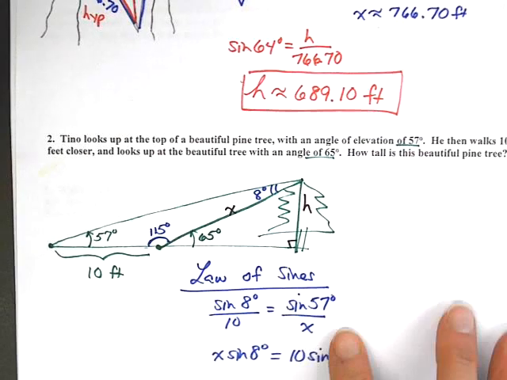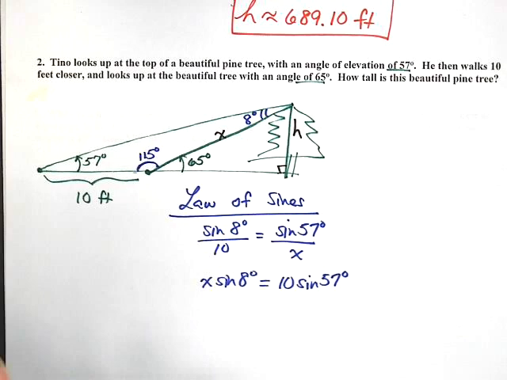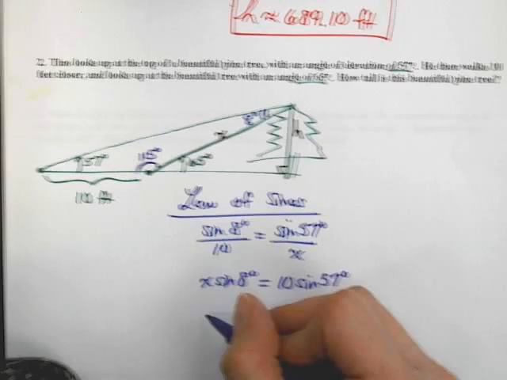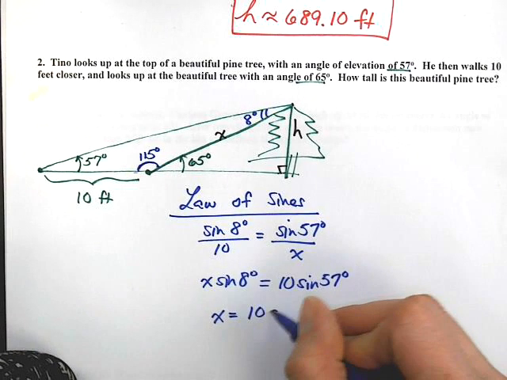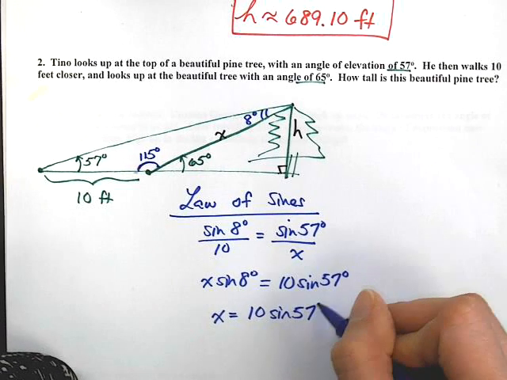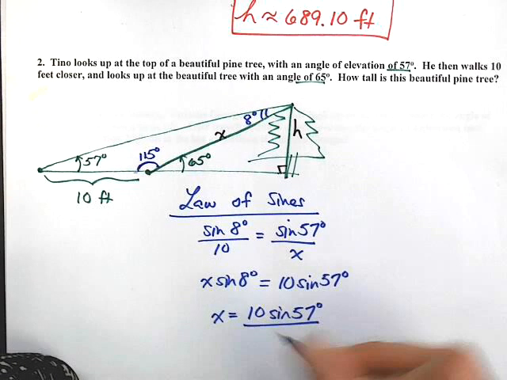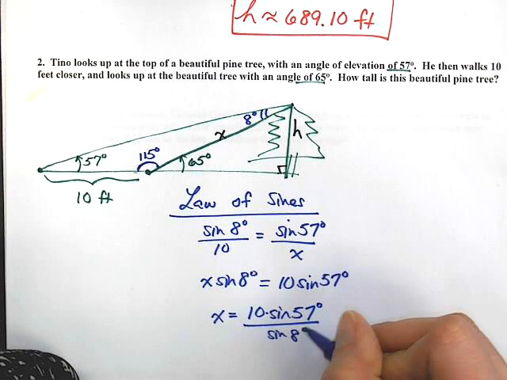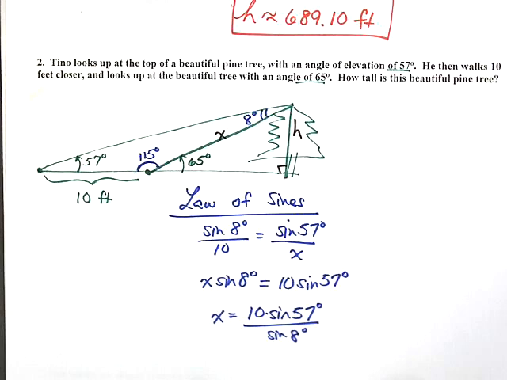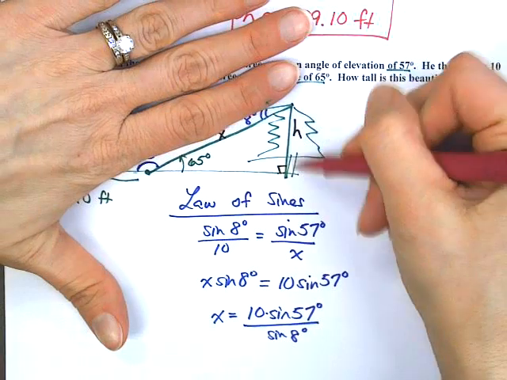What I'm going to want you to start doing is not type anything until the very, very end. So I'm going to divide both sides by the sine of 8, but just with my pencil. So the calculation formula here for x would be 10 times the sine of 57 divided by the sine of 8. But let's just hold off with typing that in. Now let's go take a look at how we're going to use x to find h.